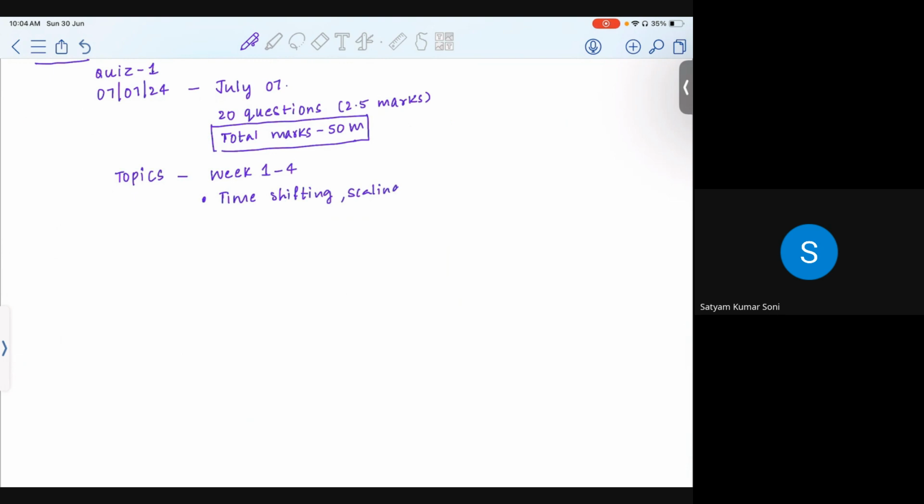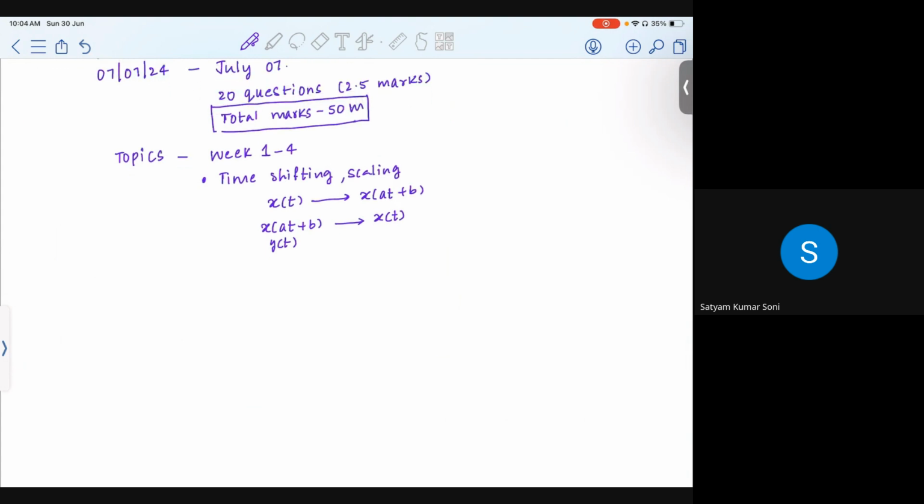scaling from both ways. Suppose you are given a signal x of t, finding the signal x of at plus b, or otherwise if you are given x of at plus b, which is y of t, from this you have to retrieve the original signal x of t. So it will be both ways. So you'll have time shifting, scaling, and you will also see the symmetries, properties of the signal.